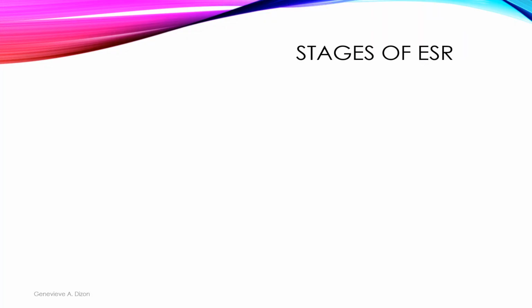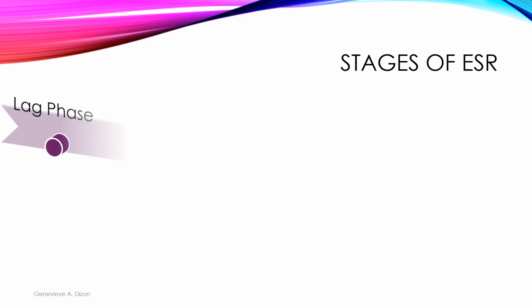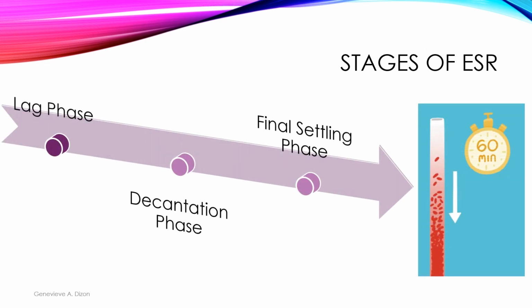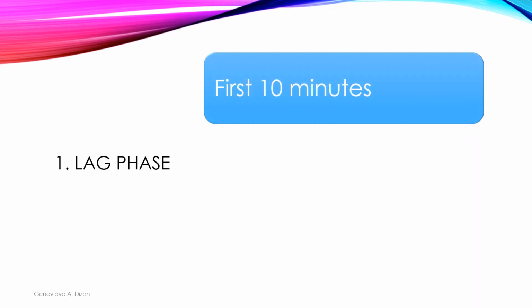There are 3 stages for ESR. The first one is the lag phase, followed by the decantation phase, and the last phase is known as the final settling phase. The first stage is the lag phase. This is the first 10 minutes of the procedure. So after transferring the blood into the tube, the first 10 minutes would be considered as the lag phase.